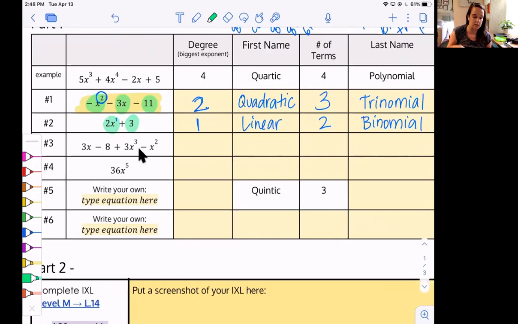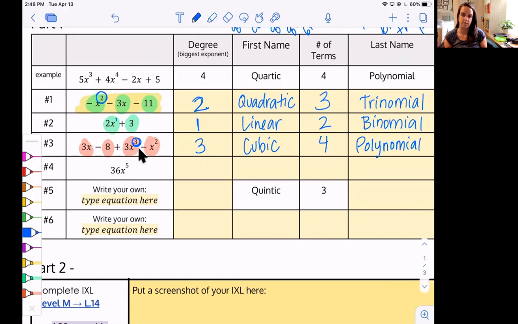So 3, Elizabeth says 3, I agree. 3, that's the biggest exponent, which is named cubic. And there are 4 pieces, 1, 2, 3, 4, which is polynomial. Yeah, good job. Good job, Kim. Good job, Elizabeth. Love it. Great job. All right. You want to try that next one?